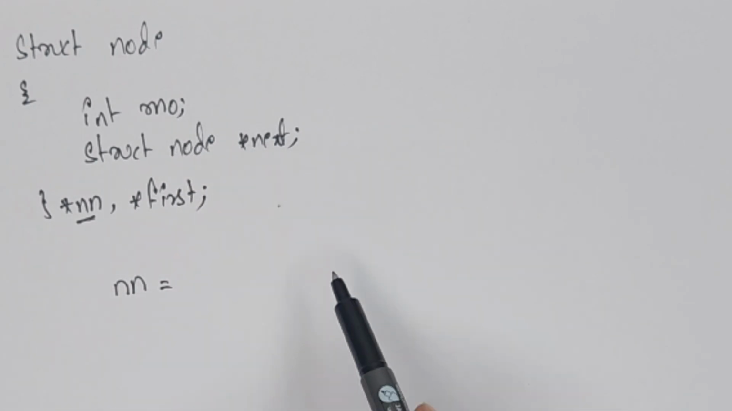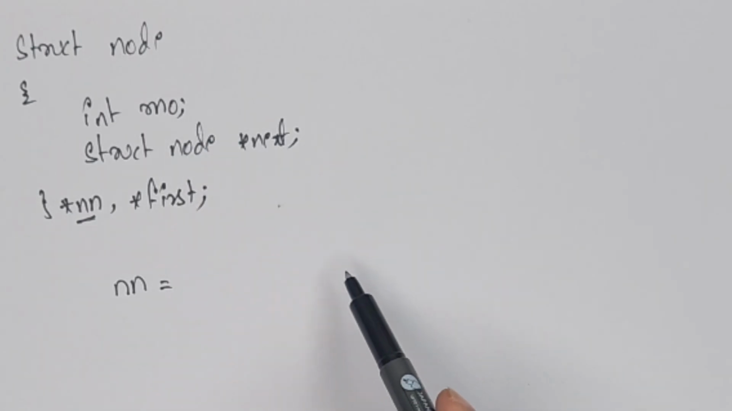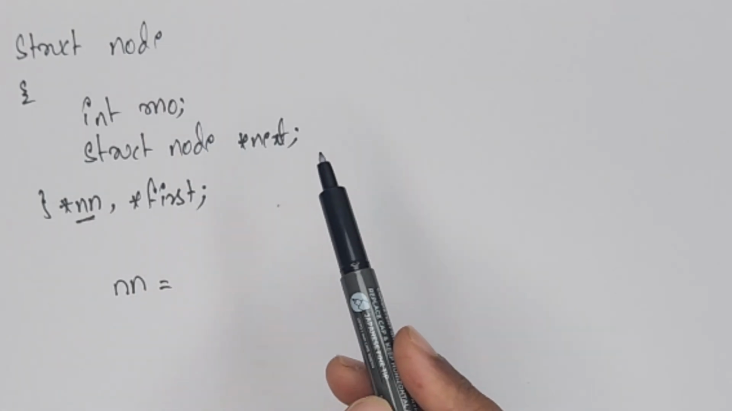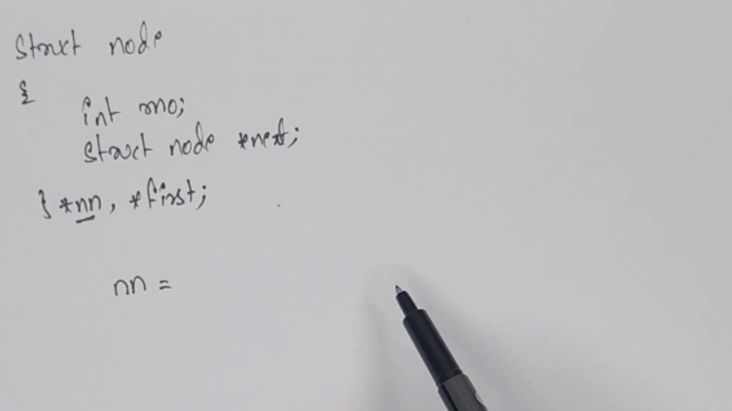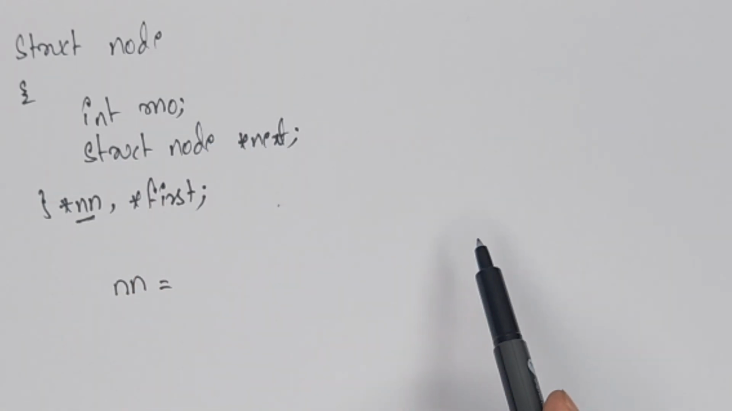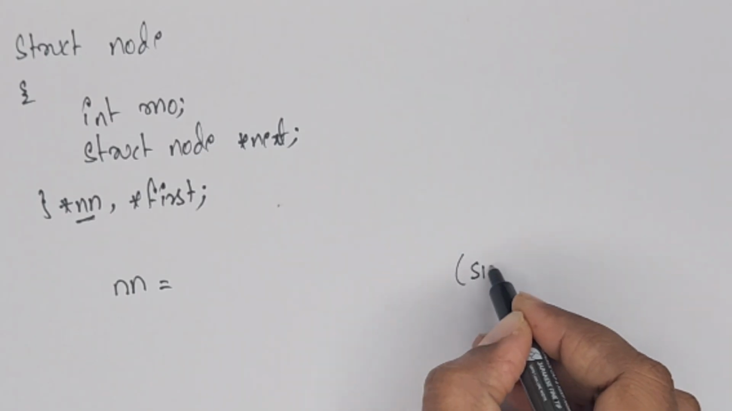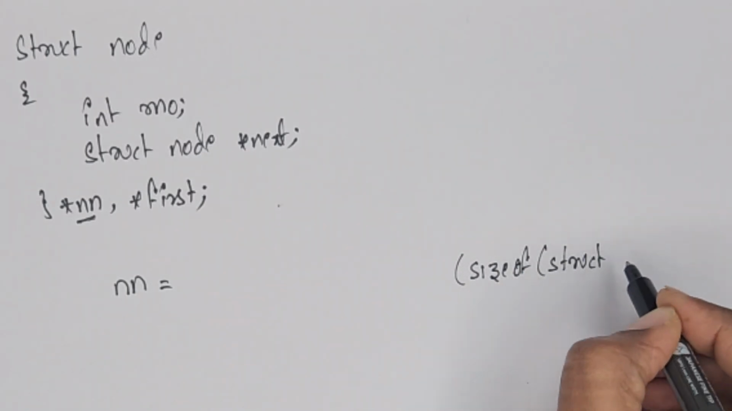If two members are there, you have to allocate memory for two members. If three members are there, we have to allocate memory for three members. It depends on the size of the structure. If the structure size is 10 bytes, we have to allocate 10 bytes. If the structure size is 20 bytes, we have to allocate 20 bytes of memory. So, sizeof struct node.